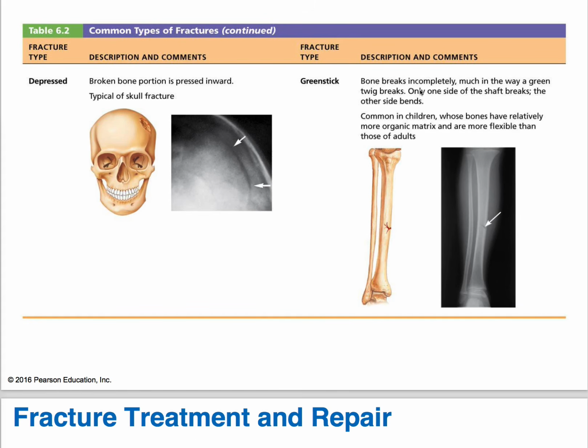There's also something called the greenstick fracture. You tend to see this in children. It's very common. The bone breaks incompletely. So it's an incomplete fracture, much in the way a green twig breaks. That's what it looks like in appearance. If you look here, one side of the shaft is broken, and the other side bends. Can you see the bend there? This is a greenstick fracture.